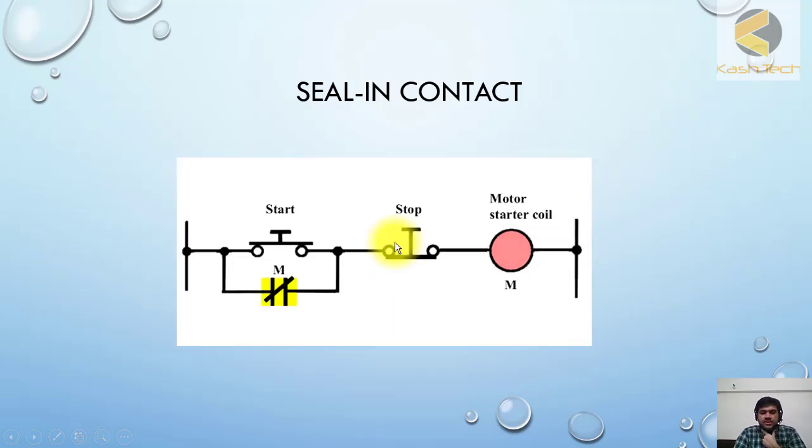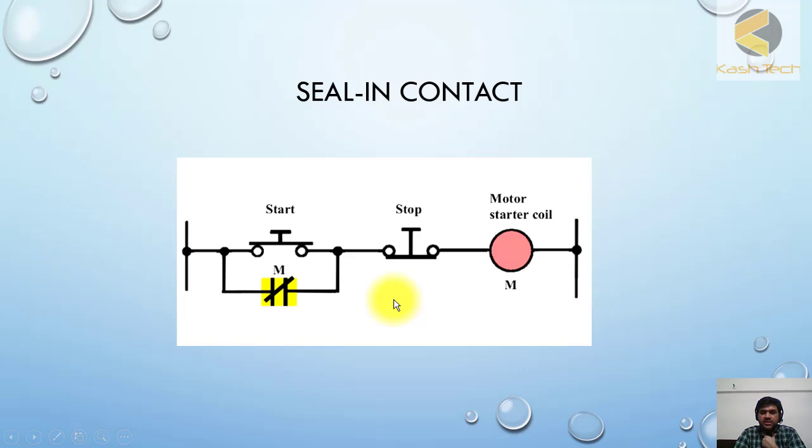So let's see the example. Now I have pressed this start button. Now this M is energized. If M is energized, this contact will become close. Once this contact becomes close, even if I release this, the circuit of DC will be through this and it will keep on energizing. So this contact is called seal-in contact.